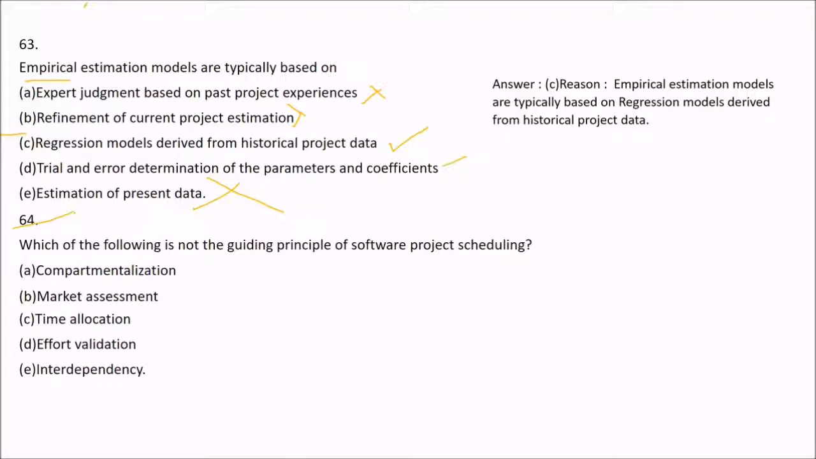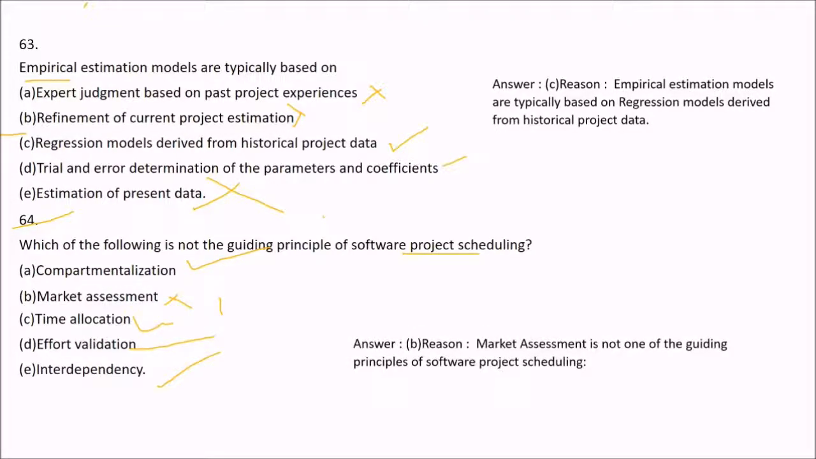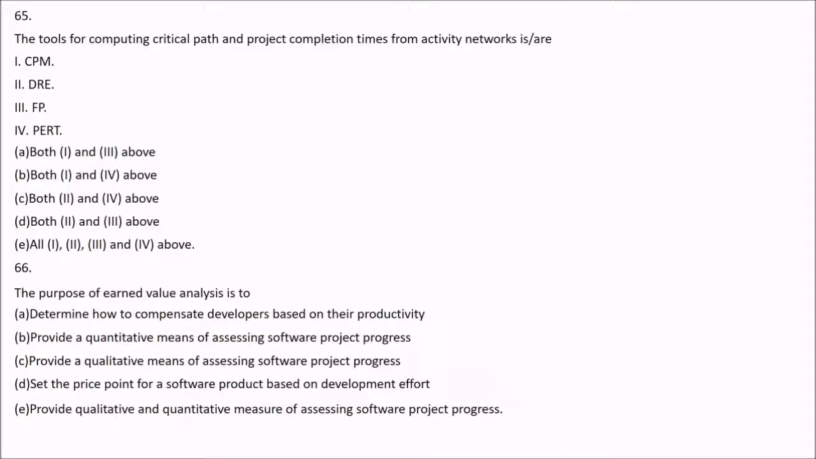Now we are at 64. Which of the following is not a guiding principle of software project scheduling? Compartmentalization guides project scheduling. Market assessment, not really. Time allocation is a guiding principle. Effort validation is there. Interdependency is also a guiding principle of project scheduling. So the answer is B. Market assessment is not one of the guiding principles of software project scheduling.